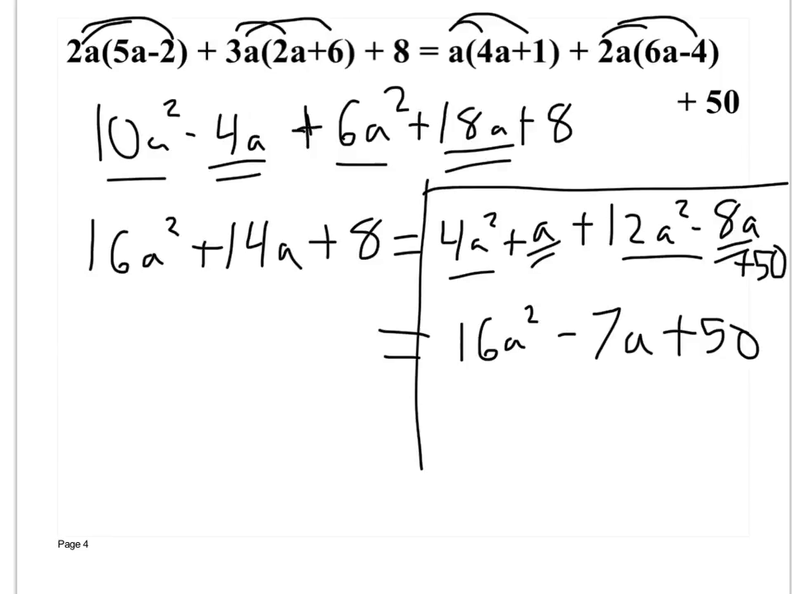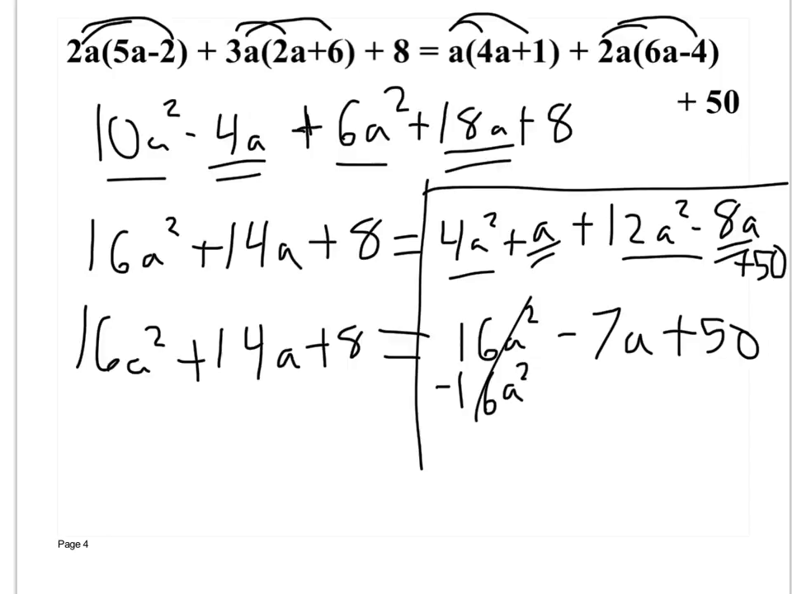So this is what I'm left with. 16a squared plus 14a plus 8. Now I want to get all the variables on the same side, so I'm going to move 16a squared to the other side. In doing that, I get rid of both of them. So I'm left with 14a plus 8 is equal to negative 7a plus 50.